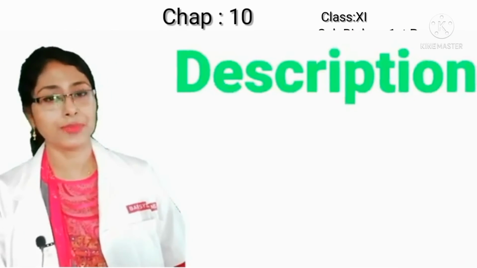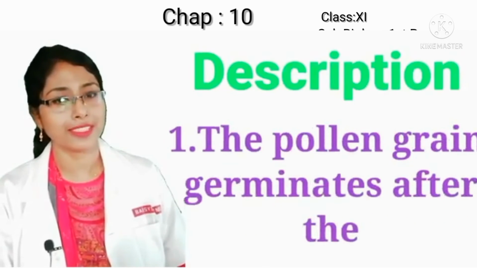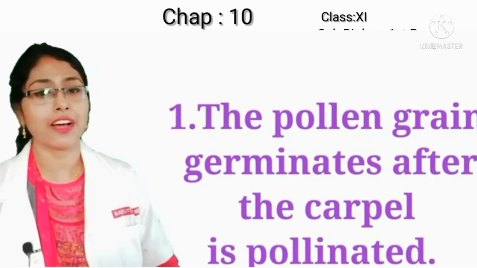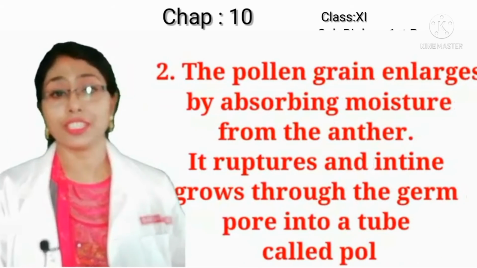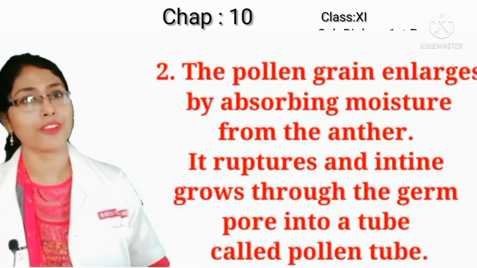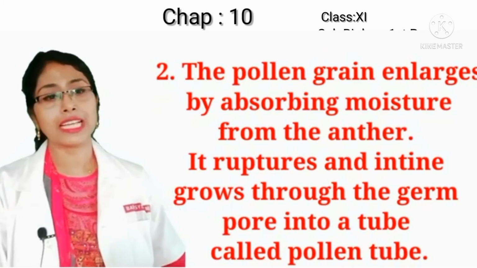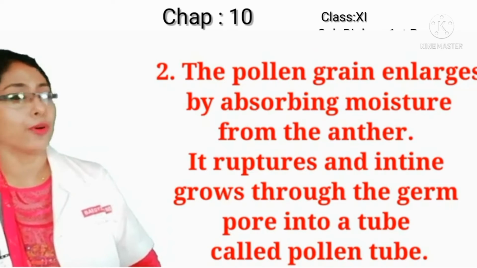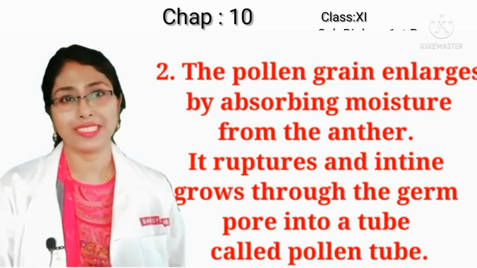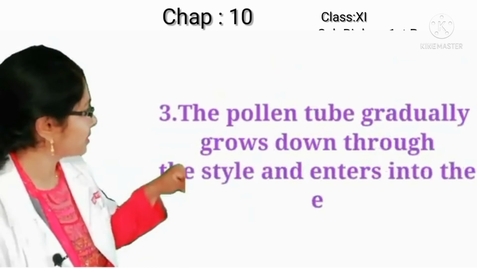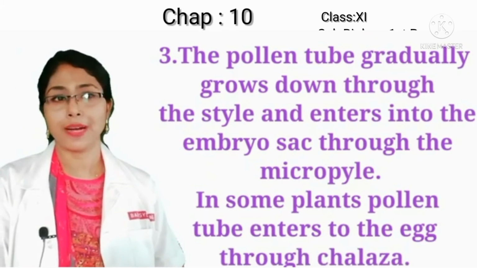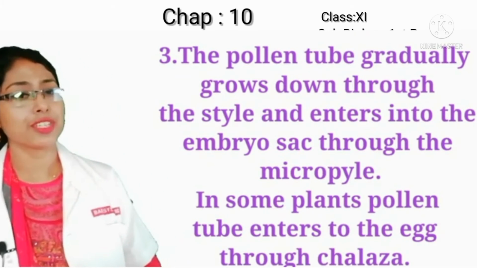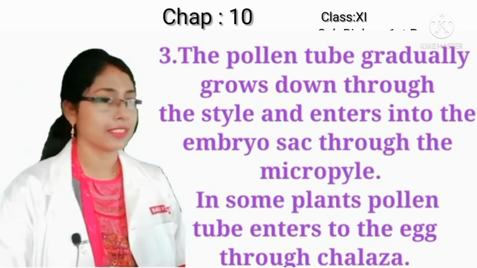Okay, description of fertilization process. The pollen grain germinates after the carpel is pollinated. The pollen grain enlarges by absorbing moisture from the anther. It ruptures and in time grows through the germ pore into a tube called pollen tube. The pollen tube gradually grows down through the style and enters into the embryo sac through the micropyle. In some plants, pollen tube enters the egg through chalaza.